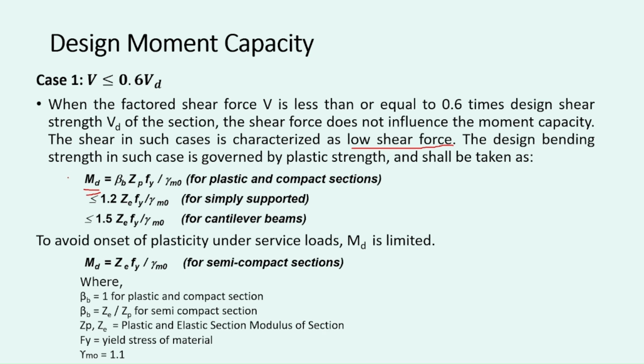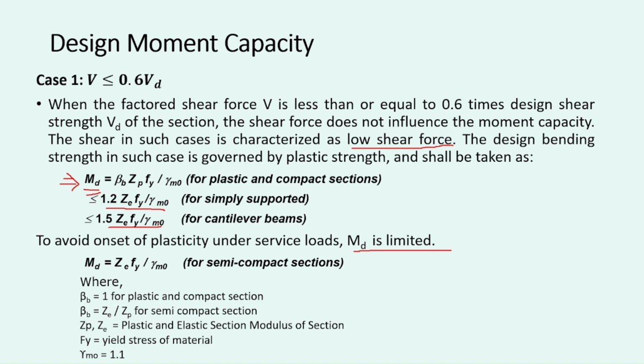Okay. So how to calculate that moment capacity? In the code it is given that the design moment capacity Md is equal to βb Zp fy by γmo for the plastic and compact sections. And to avoid the onset of plasticity under service loads, Md is limited. So in any case, this Md should be less than 1.2 Ze fy by γmo for simply supported beams, and less than or equal to 1.5 Ze fy by γmo for cantilever beams.